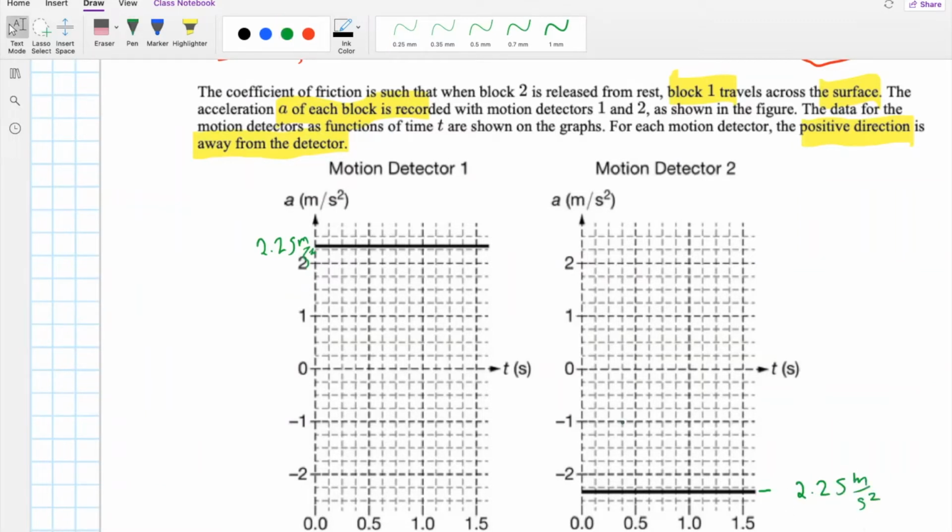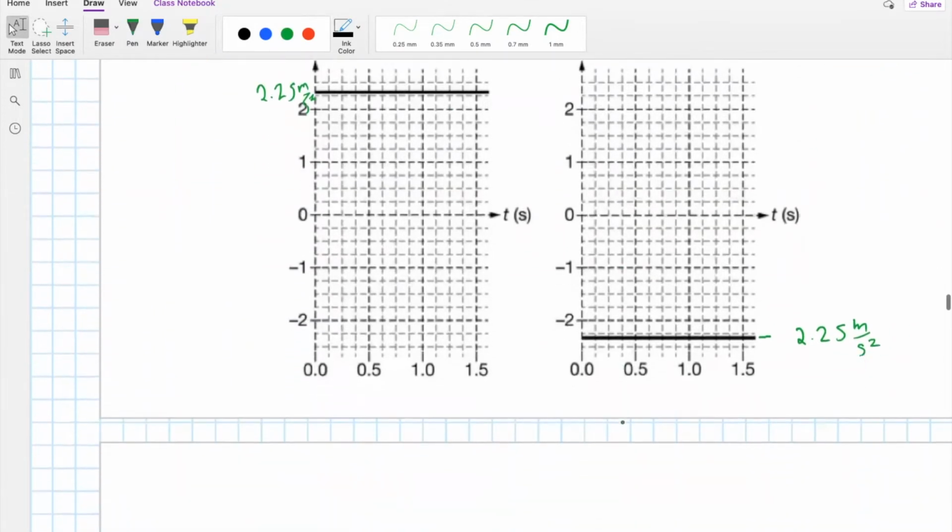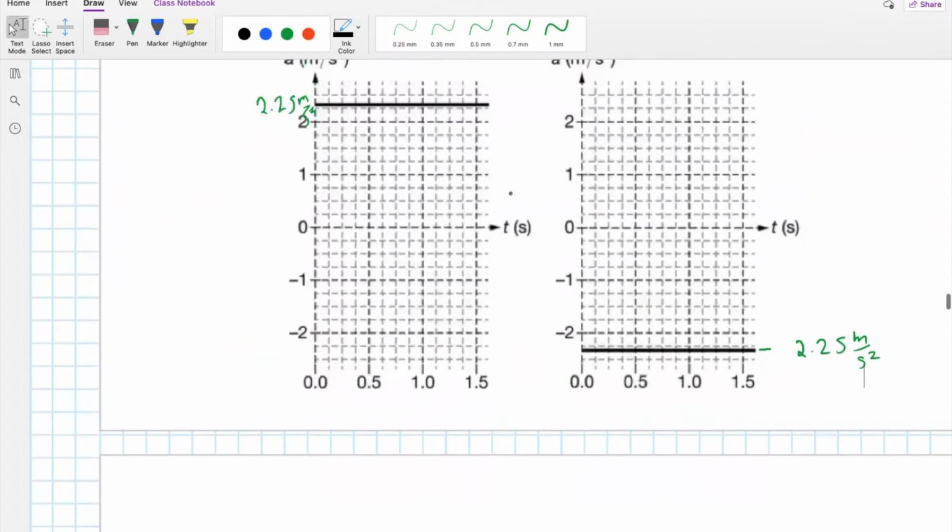They should have the same acceleration. This rope is not stretching. There's no relative motion between the blocks. They move as one entity. So they should have the same acceleration, just in different reference frames, positive and negative.